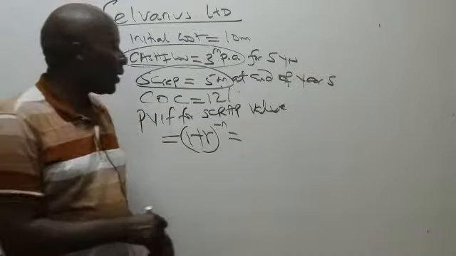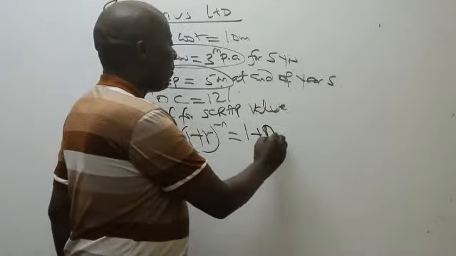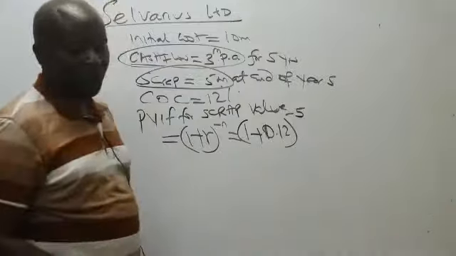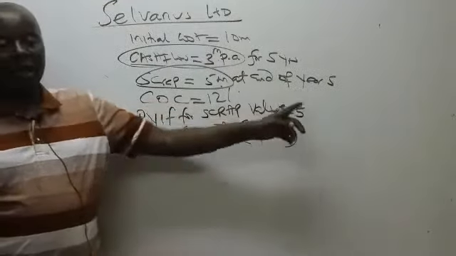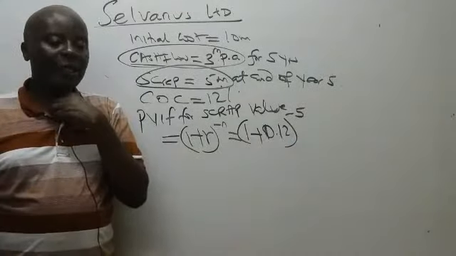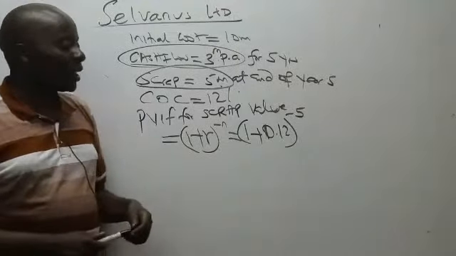So then, ladies and gentlemen, this will be 1 plus 1.12, I mean, raised to negative. This scrap value will be coming to us at the end of year 5. So raised to negative 5. Is there somebody who is able to give us an answer? 1.12 raised to negative 5.